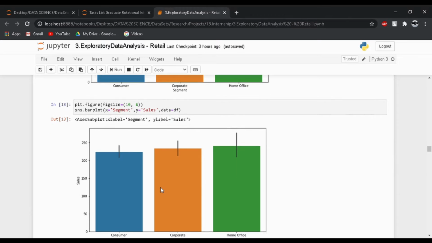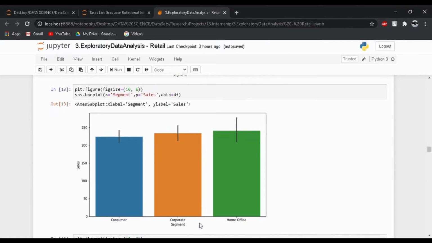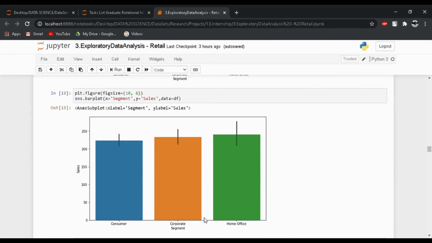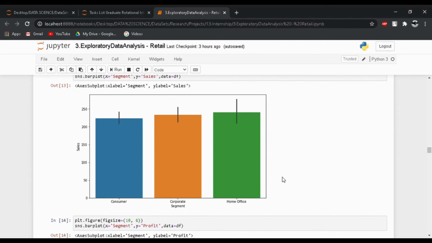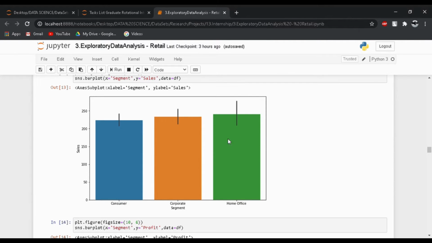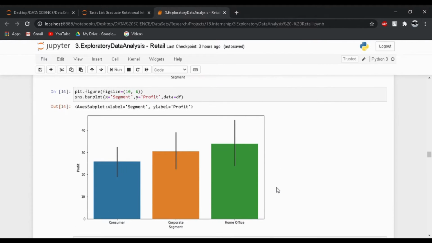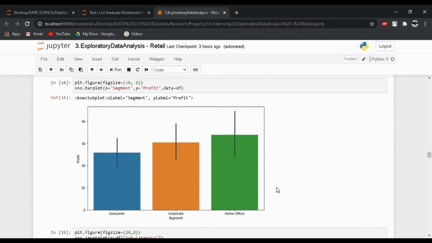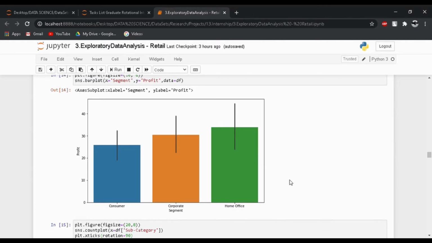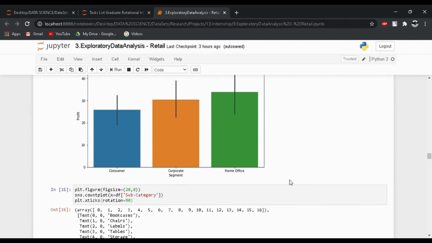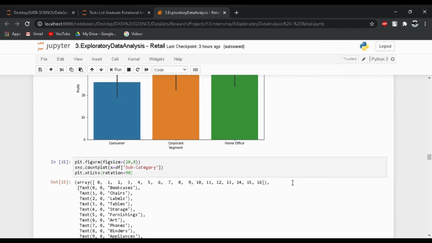If I compare segment with sales, I've taken segment on the x-axis and sales on the y. As you can see over here, home office has the highest sales, followed by corporate segment and then the consumer segment. And in terms of earning profit, we can see that home office earns more profits, followed by corporate segment and, as usual, the consumer segment.